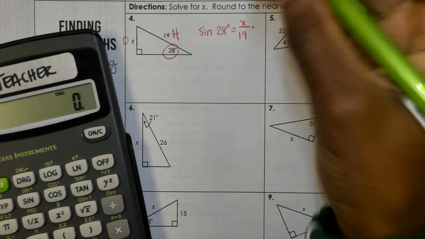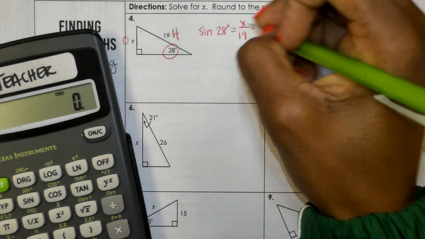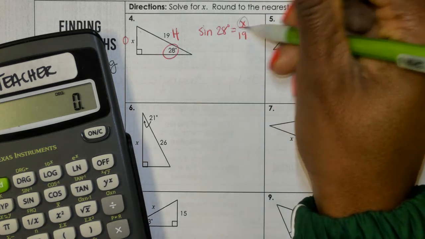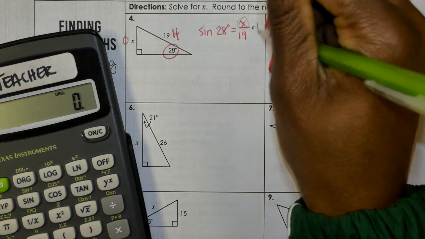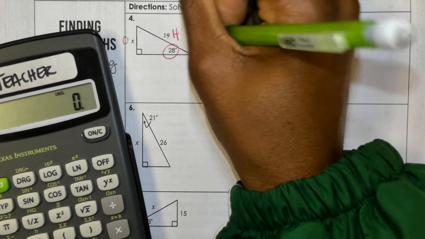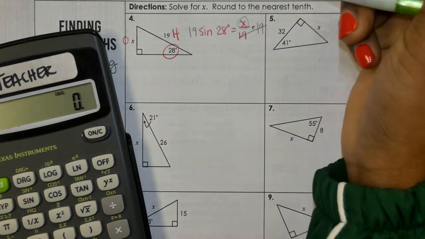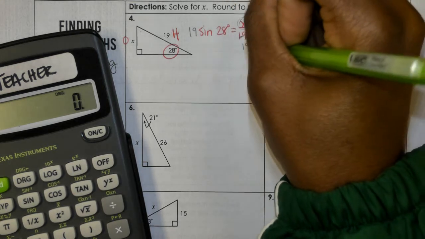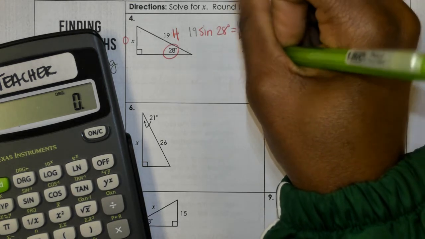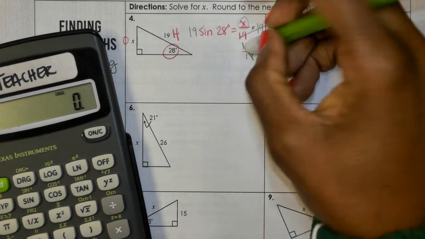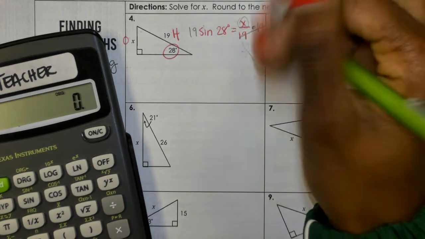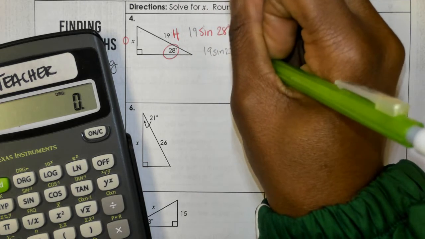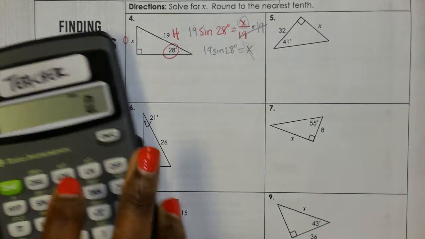I'll do this in pencil to show that what was in red is our original equation. I'm now solving to get x alone. Right now, x is divided by 19. The inverse operation of division is to multiply both sides by 19, which cancels it on this side, because 19x over 19, and 19 over 19 is just x. So you have x equals 19 sine 28. Once x is by itself, then you can go to the calculator.